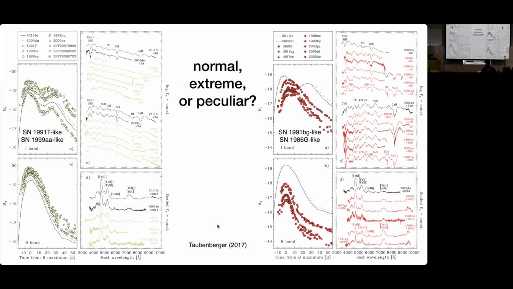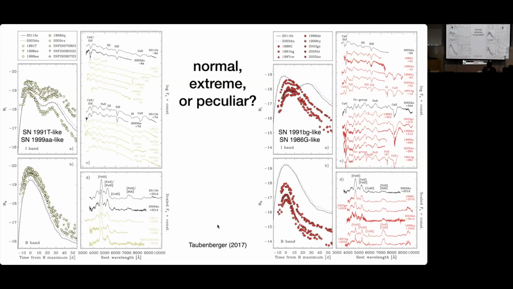There are big questions like, these 91Ts and 91BGs, are they peculiar? Are they weird? Or are they just the extreme ends of the distribution of normal ones? This is kind of a semantic question people debate. I think the physics question is, is it the same progenitor mechanism across those three classes, and some parameter, nickel mass, ejecta mass, whatever, varies continuously, or are they different things?